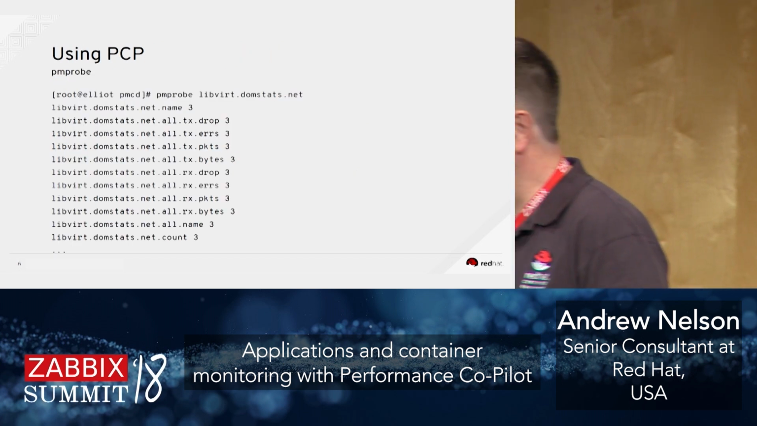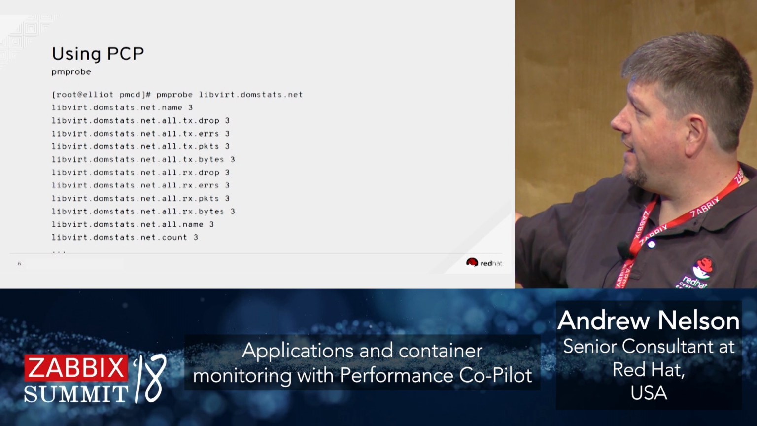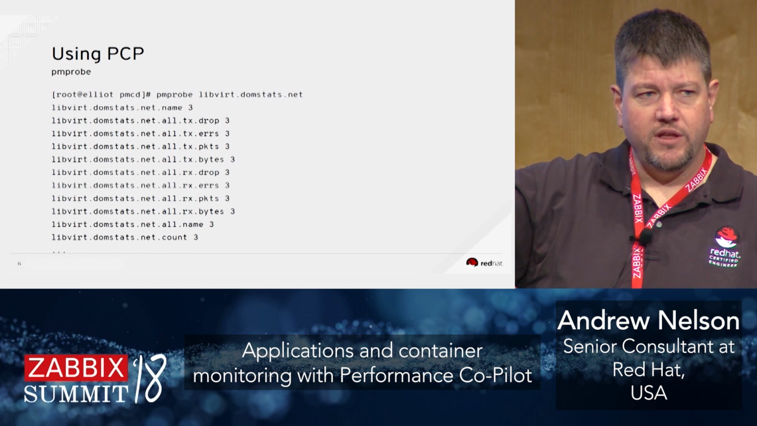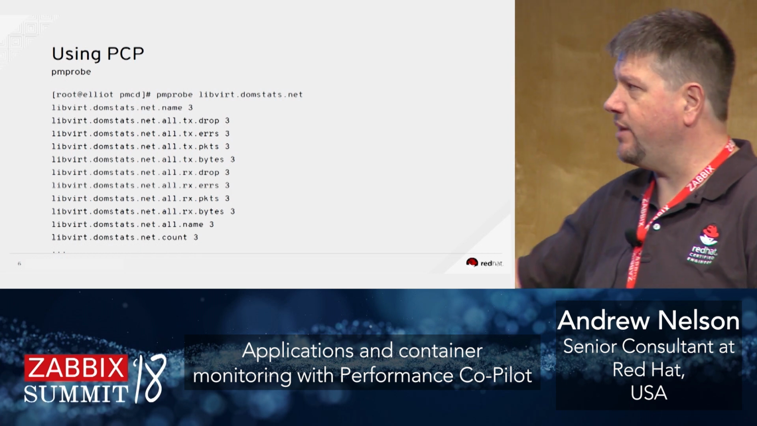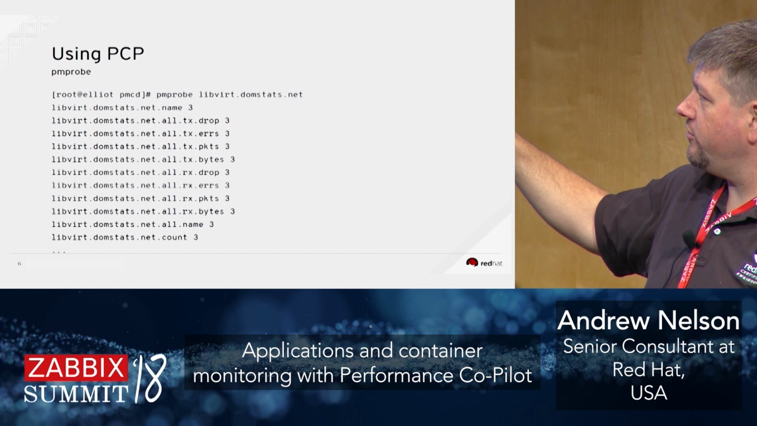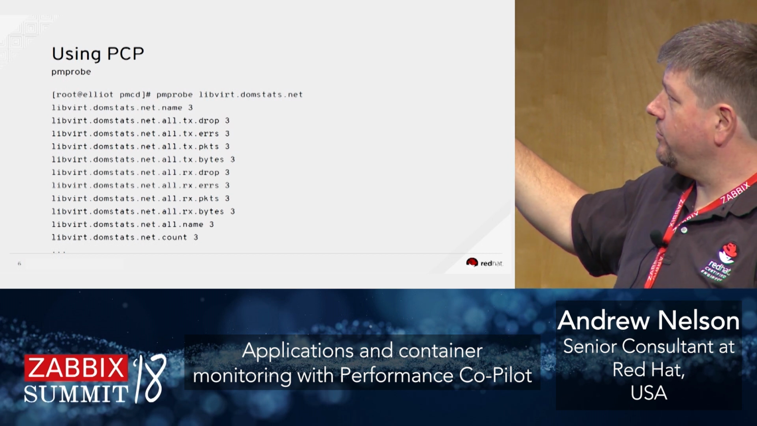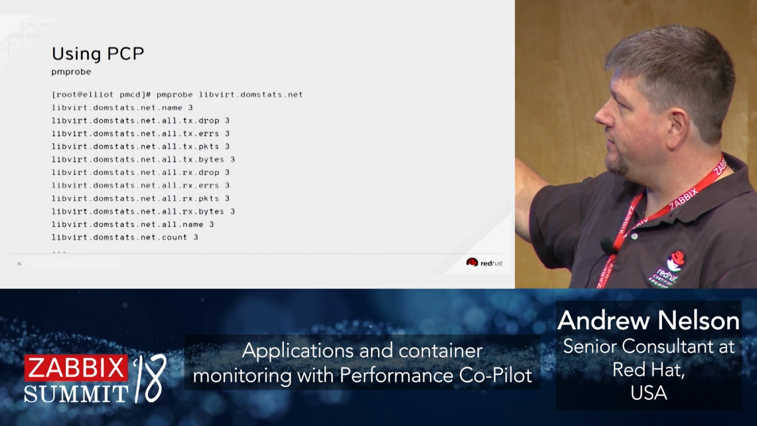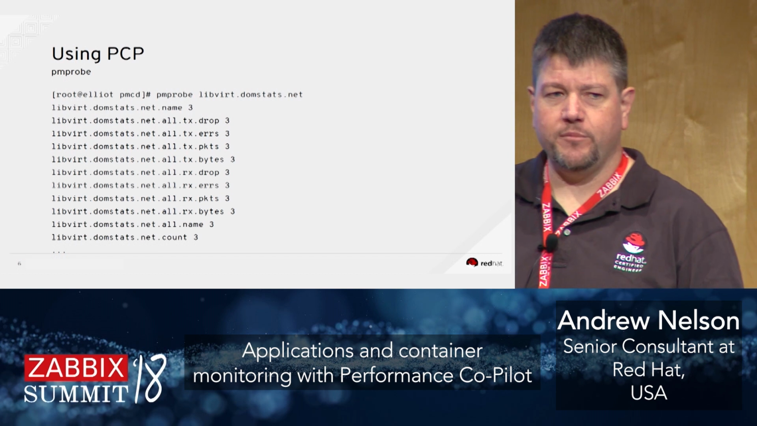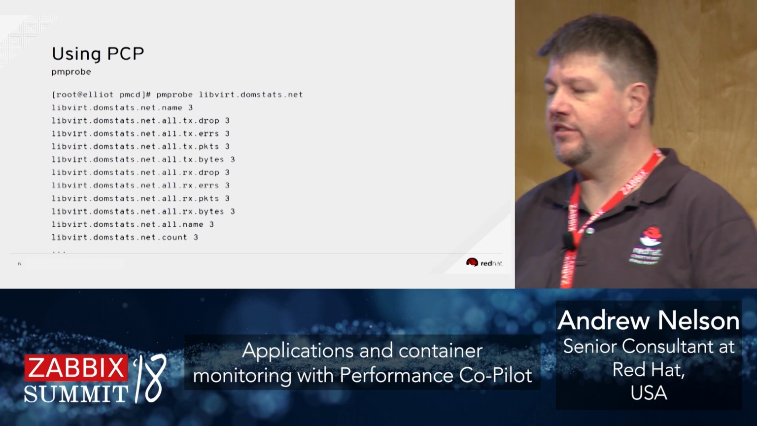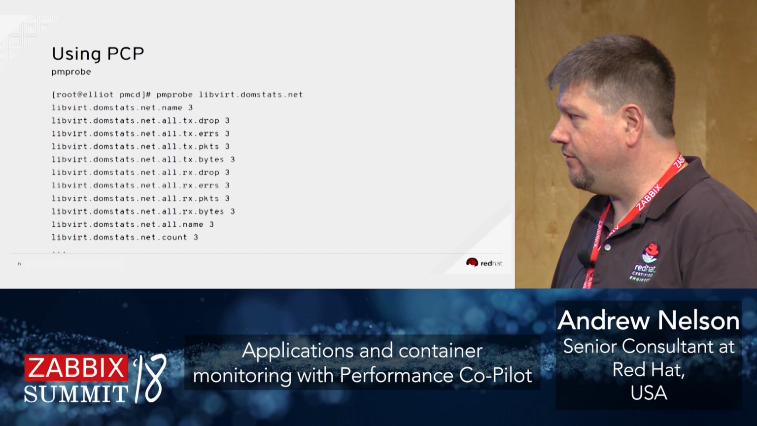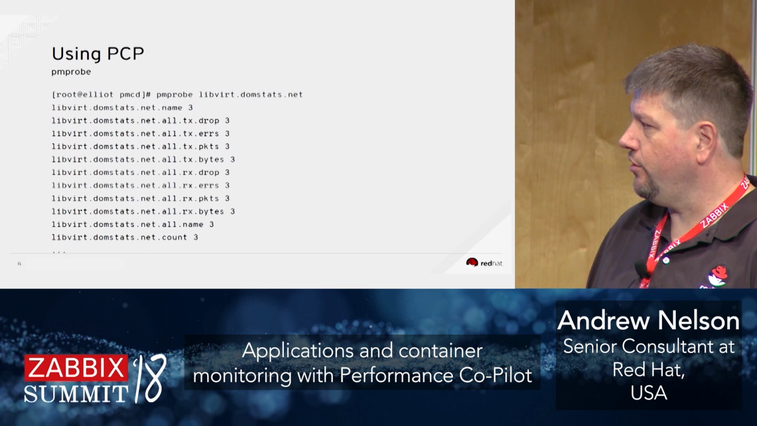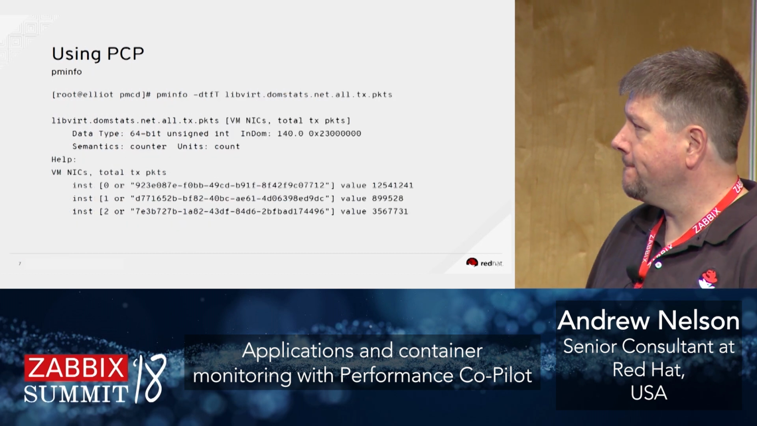So what does PCP look like from the command line? We're using the pmprobe program here, and basically it will probe the namespace and pull back some information. So what are we looking at here? We're looking at what's underneath libvirt, domain stats, and network. Here are all the various ones we've got. The 3 next to this is telling me I have 3 items available underneath there. We'll see some of those later on, how to pull those. So those are just a high-level view of what you can pull directly from libvirt using PCP.